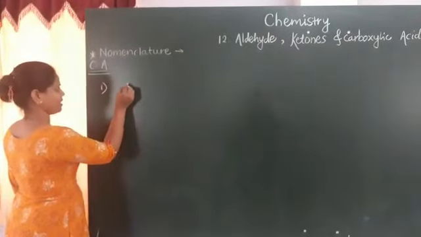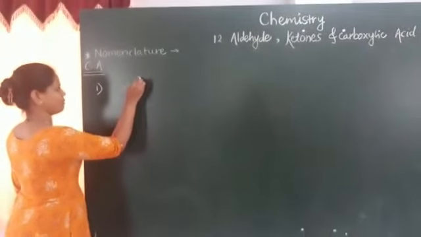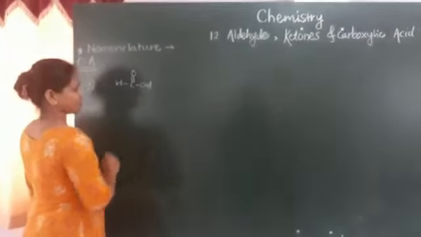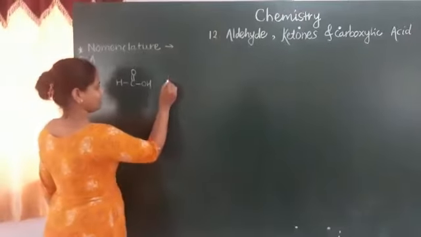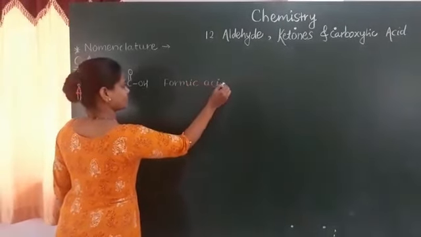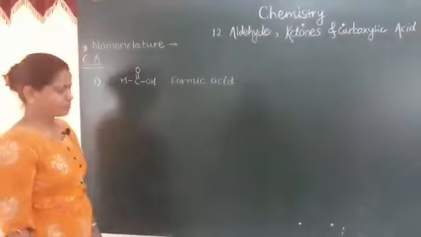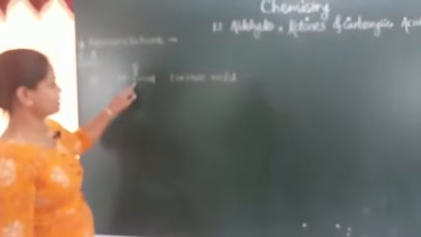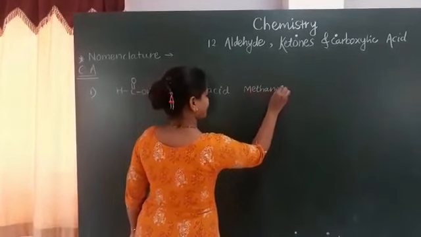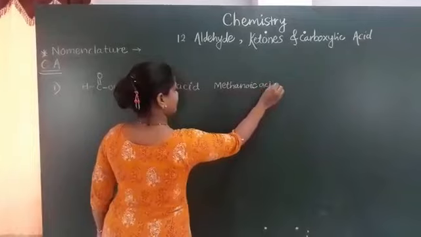Let's start with the carboxylic acid first. First example, HC double bond O, OH. Okay, this is the first example. The trivial name or the common name of this is formic acid. And the IUPAC name, according to the first rule, it contains only one carbon atom, so the root word is methane and E is replaced by OIC acid. Then the name is methanoic acid.